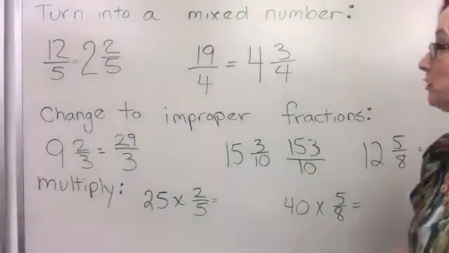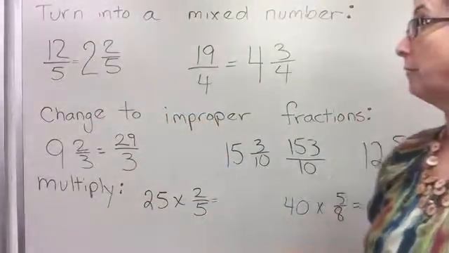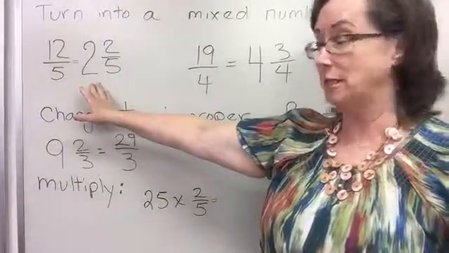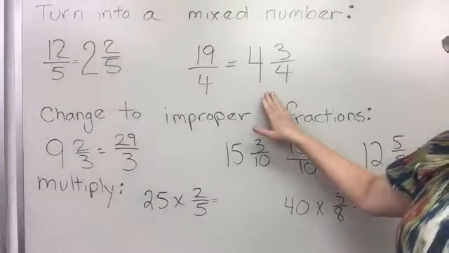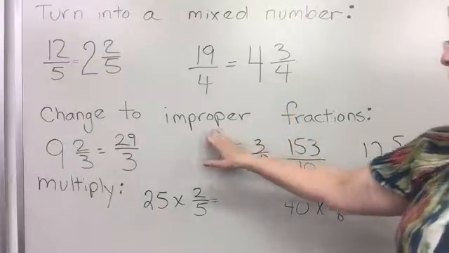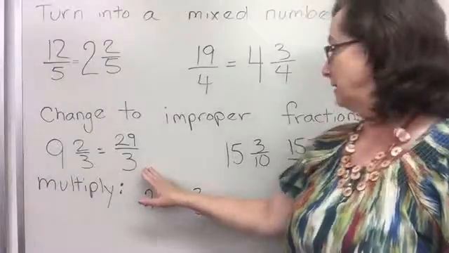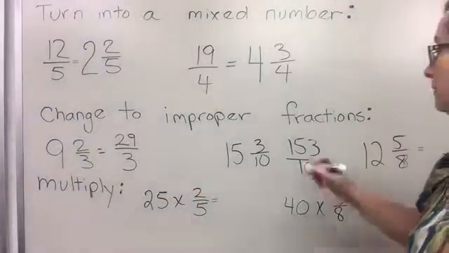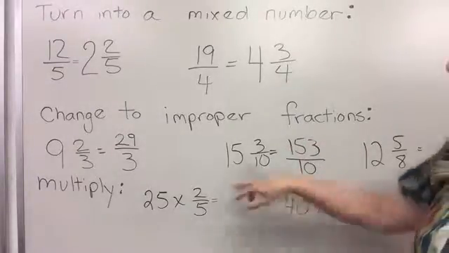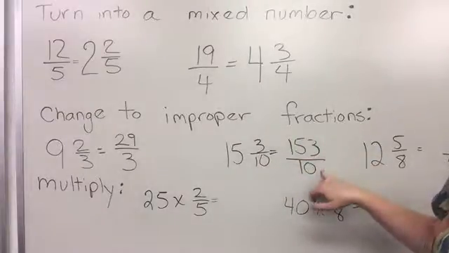All right, I've put your answers on the board except for the last two that I'm going to do with you just to refresh. The first one should have been 2 2/5. 19/4 should have simplified to 4 3/4. Changing to improper fractions, 9 2/3 is 29/3. 15 3/10 is equal to 153/10. Remember, 15 times 10 is 150 plus 3 is 153/10.